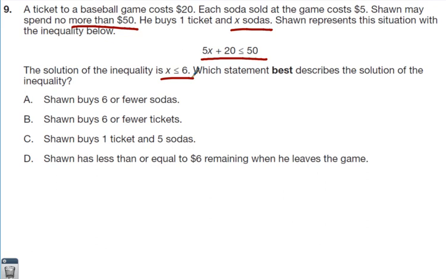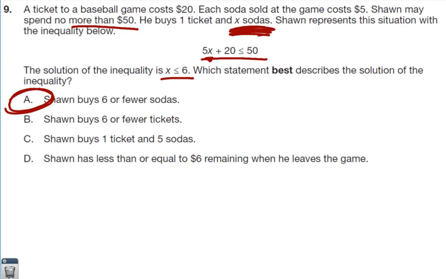So they tell you that the solution is x is less than or equal to 6, and they just ask which statement best describes that. Well, remember, all you have to do is notice that this x variable had to be the number of sodas. In fact, they blatantly told you that x was the number of sodas. So this means we're going to buy 6 or fewer sodas. I mean, that's literally all that means. x is the number of sodas, so Sean buys 6 or fewer sodas.